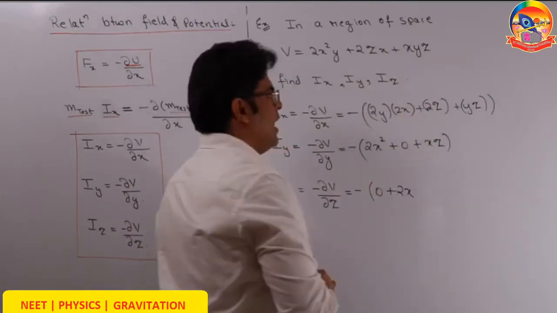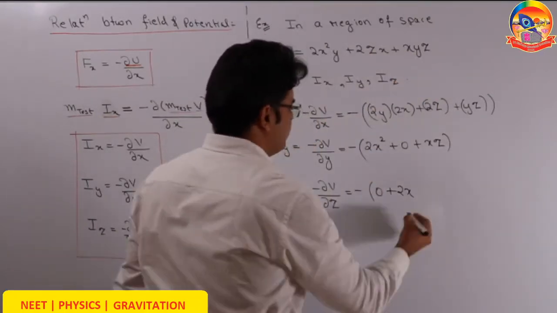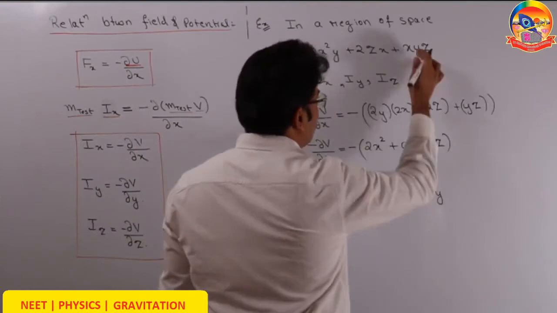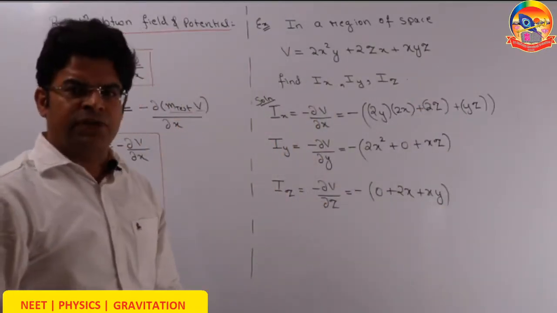The third one, xyz. Here, you will treat x and y as constant. Take them outside. The differentiation of z is 1. No need to write it. This is your field in z direction.